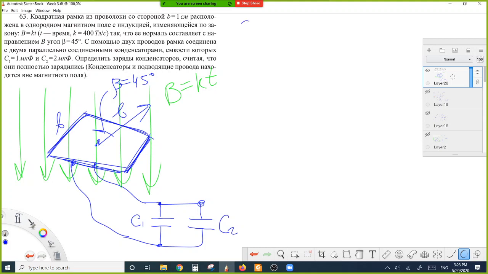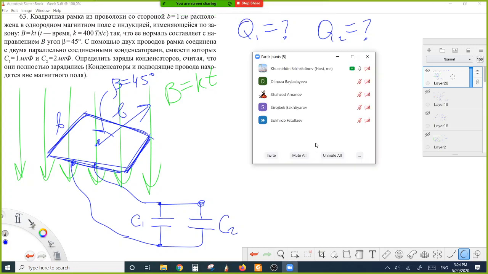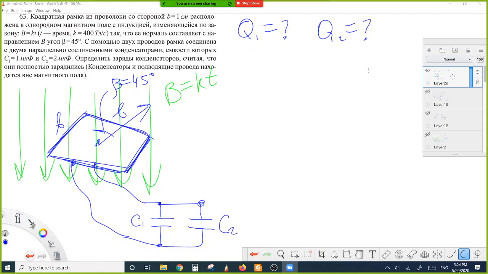Now you need to find Q1 and Q2, which is very simple, very easy. Please, you have 3 minutes. Please try to solve by yourself. After 3 minutes, I will show how to solve. Okay, are you following? Are you solving?